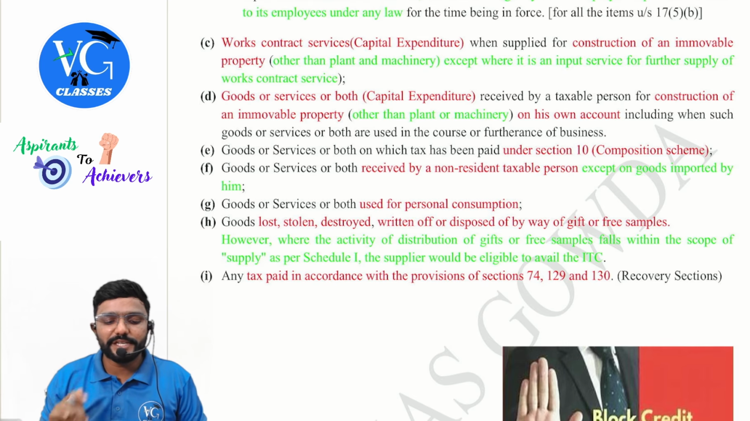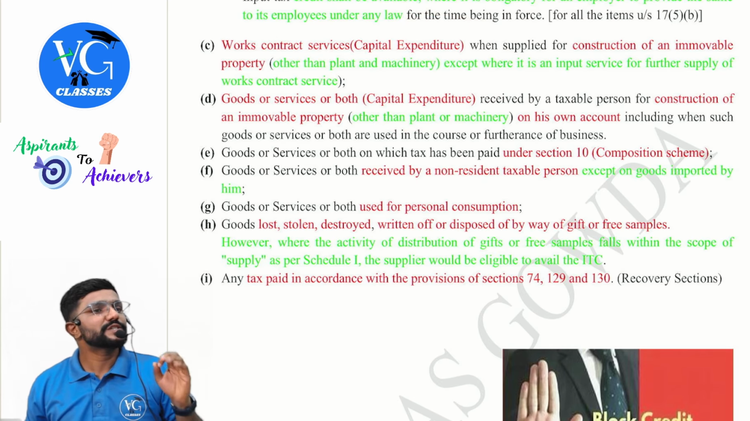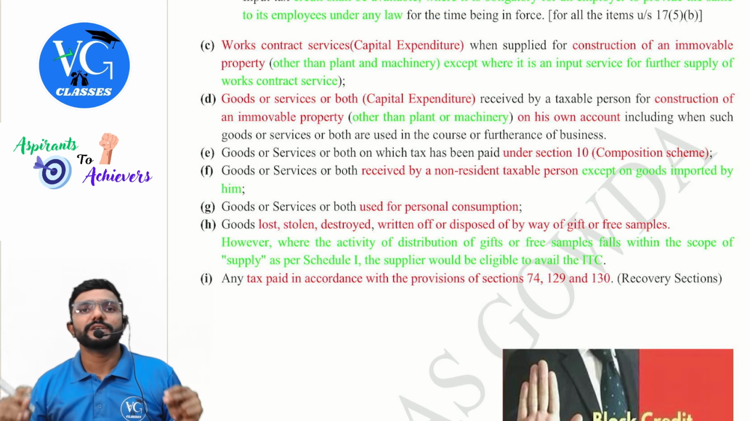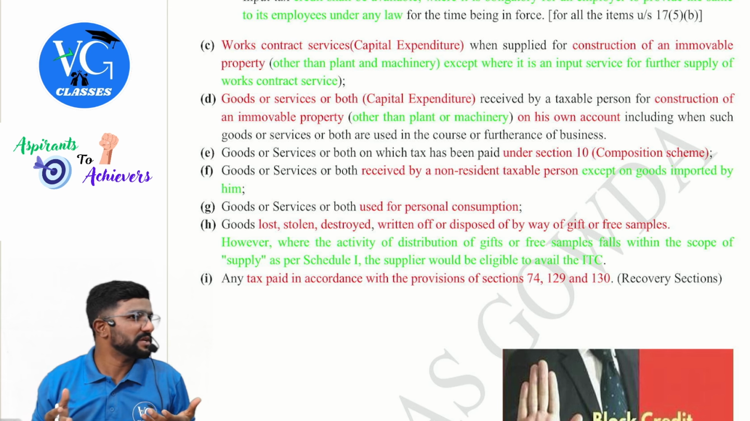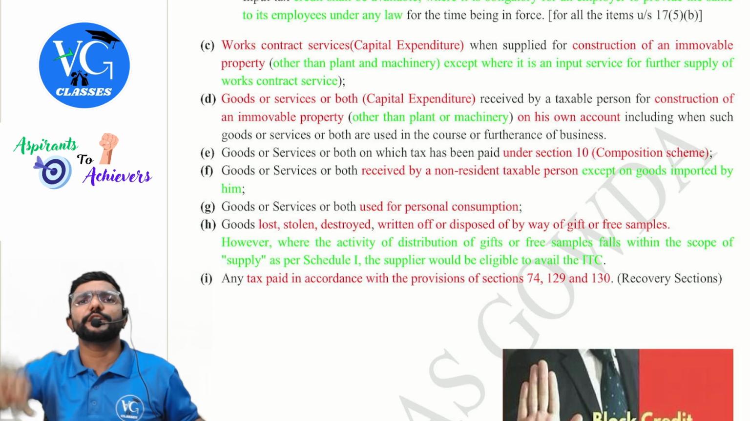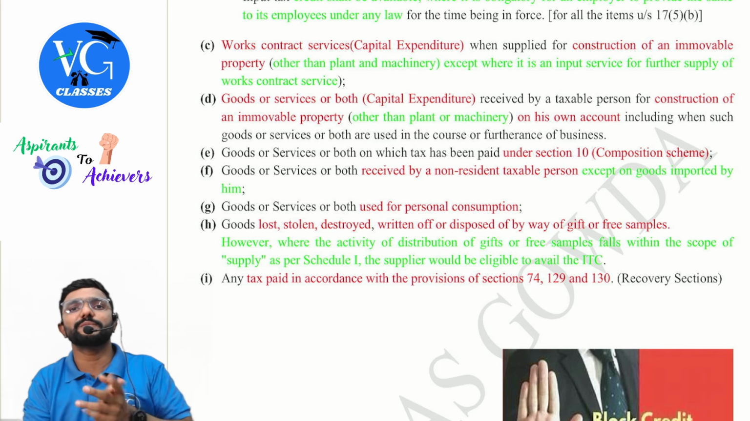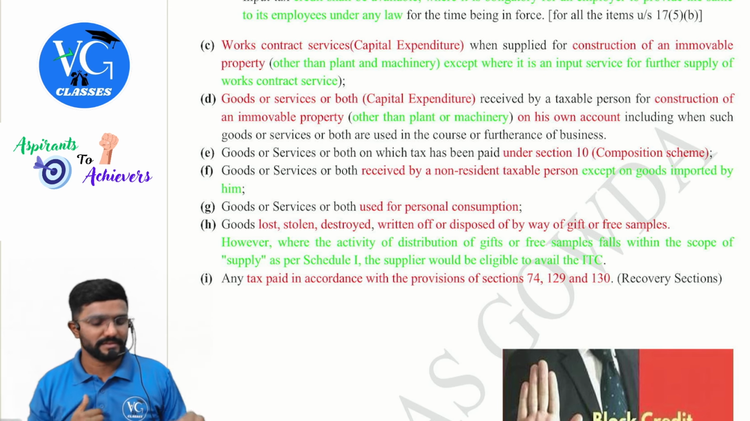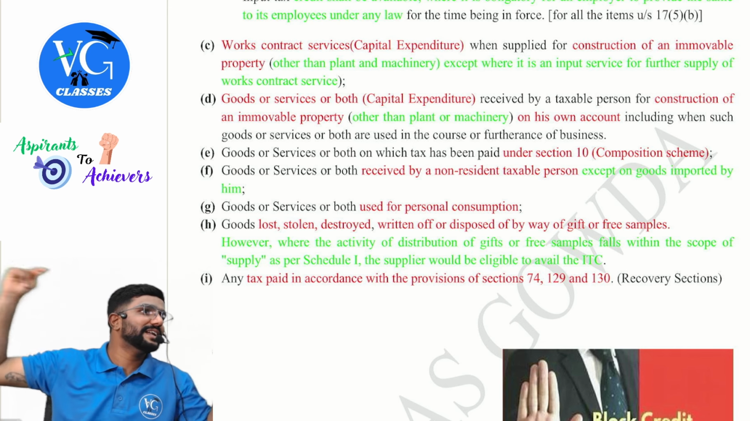Yeah. So credit is blocked only if it is capital expenditure. Sir, what if it is a revenue expenditure? Can I claim the credit? Yes, but the majority of the time this will be capital expenditure only. It will be capital expenditure, but what if by chance I have debited it to my P&L account? Can I claim the credit? Yes. What if it is for plant and machinery? Can I claim the credit? Yes. What if it is for further supply? Not for me, for further supply. Can I claim the credit? Yes.